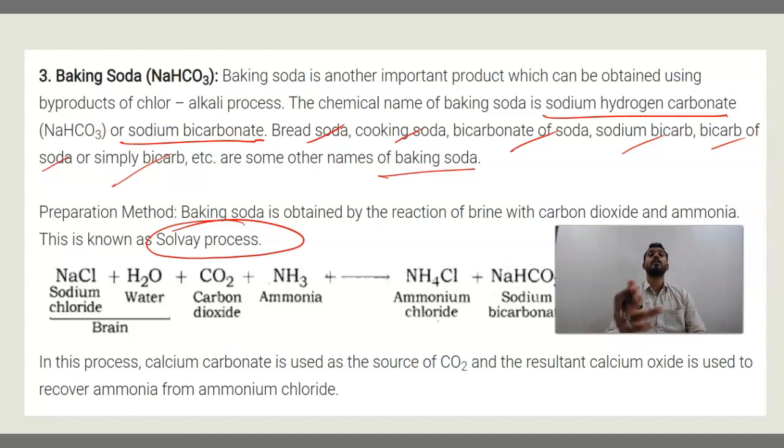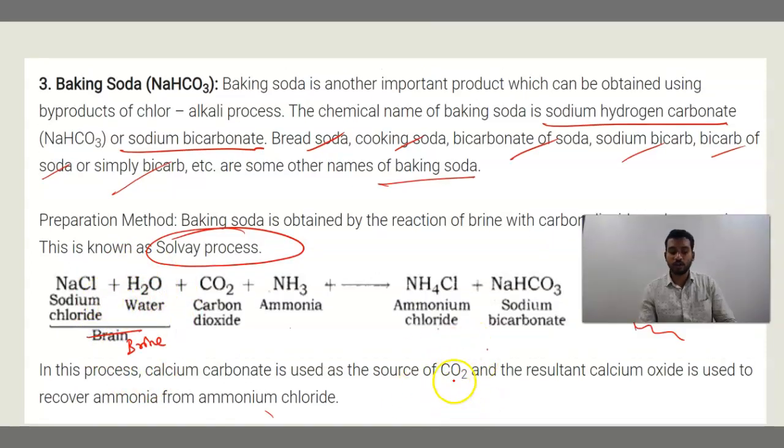Briefly explain the chlor-alkali process. The names could be asked in this manner, so you should not forget the other names also. Okay, so what we are doing here: sodium chloride plus water, that is nothing but brine. Okay, it is brine. Then the source of carbon dioxide.